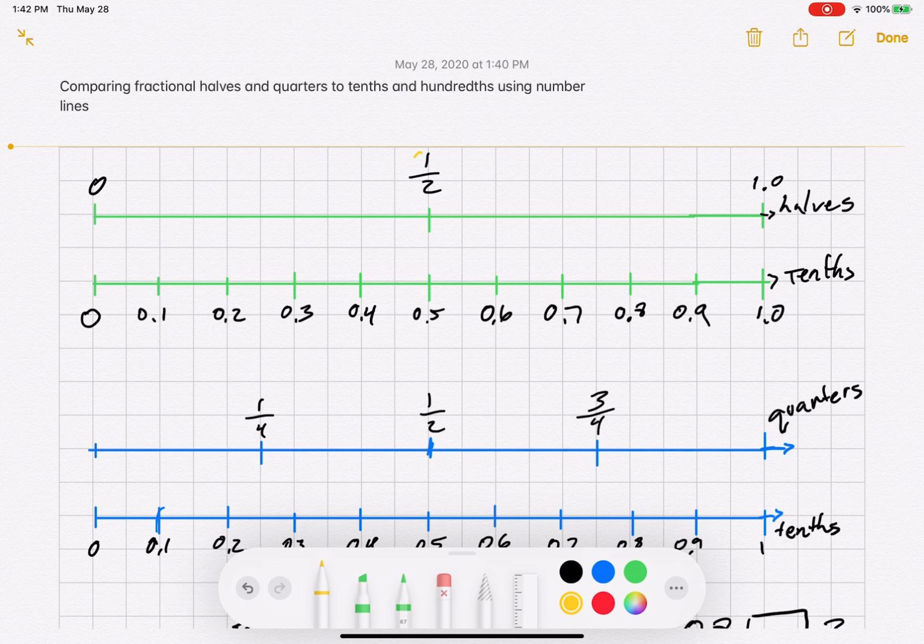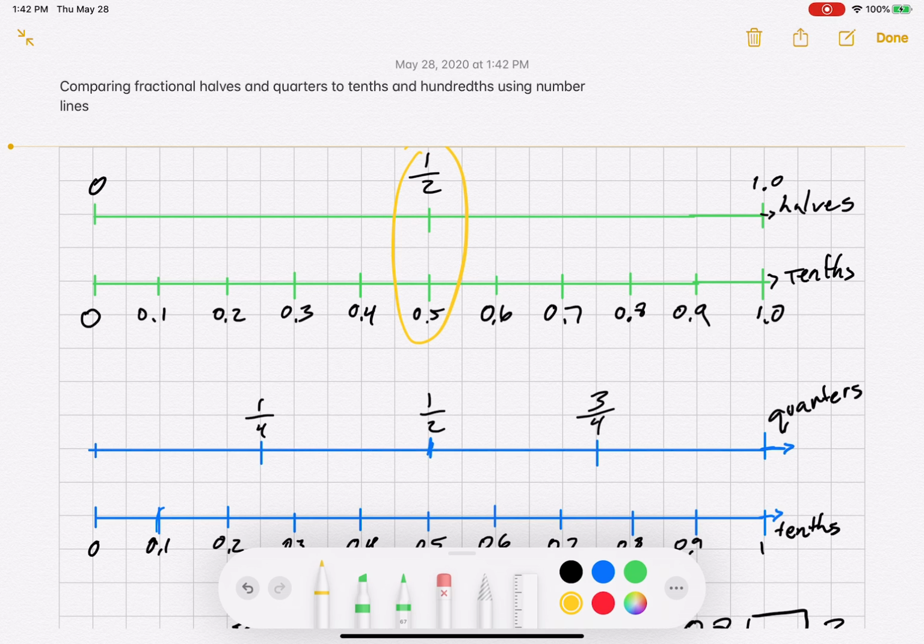that 1/2 and 0.5 share the same space on the number line, and they would be equivalent to each other. And which decimals would be less than 1/2 then? I want you to just pause and think about that to yourself. Which ones would actually be less than 1/2?